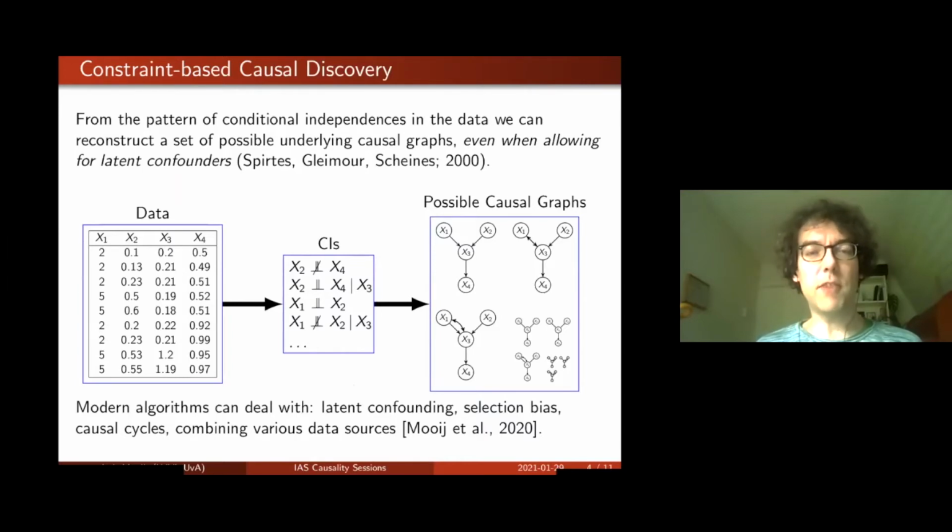One very interesting class of methods that have been proposed are so-called constraint-based causal discovery methods. And in 2000, it was shown that even without doing experiments, so from using purely observational data, you might be able to draw causal conclusions. The basic idea here is that we start with some data, we run conditional independence tests to look for certain statistical patterns in the data, and then we reason back about the possible causal graphs that are compatible with these patterns. Nowadays, many algorithms for this purpose exist, and they are very generally applicable. They can deal with latent confounders, with selection bias, with causal cycles, and they combine various data sources.